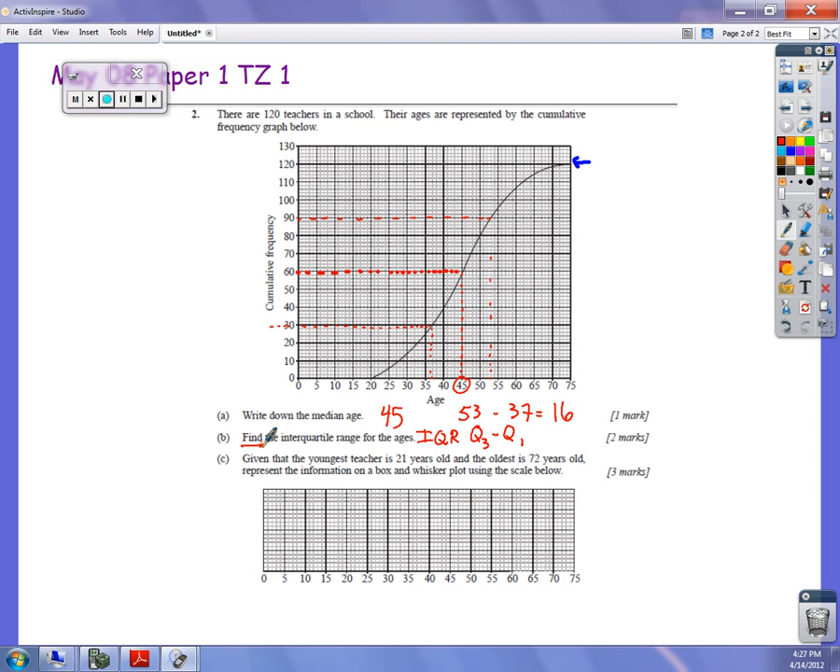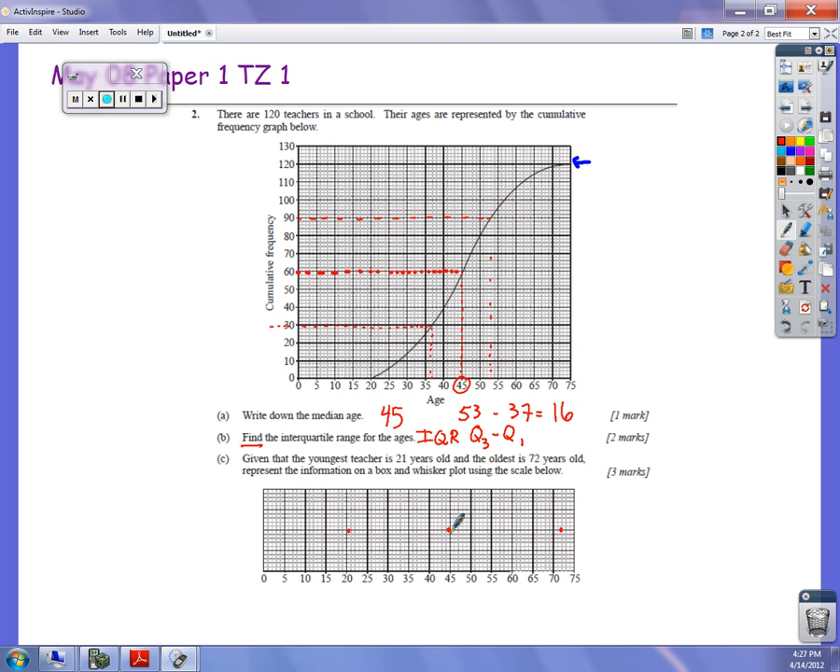Now we're asked to make a box and whisker plot. So here are the things that we need to mark on the box and whisker plot. We need to mark the youngest teacher. That value occurs at 21. We need to mark the oldest teacher. That value occurs at 72. The median value we chose was 45.